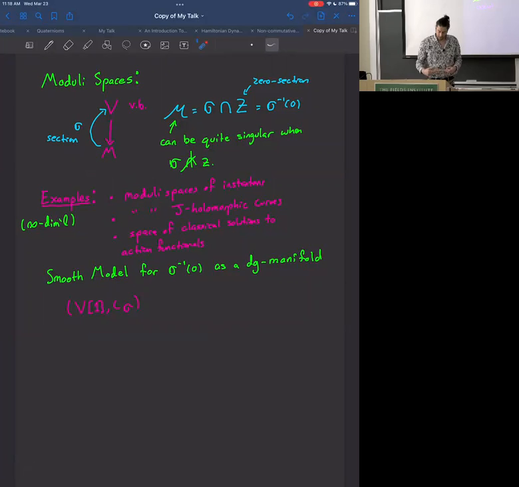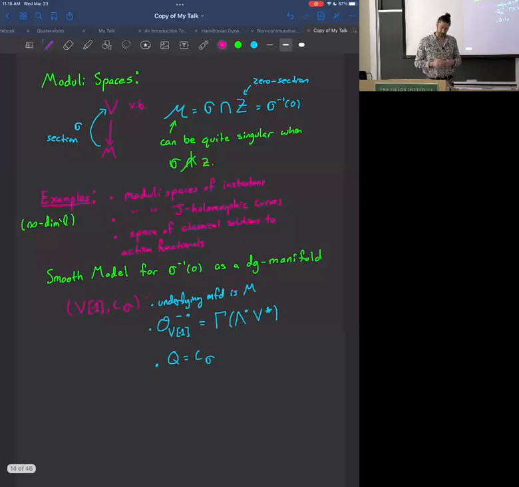Okay. Oh, and forgive me, this was supposed to be a -1, which I think I fixed on all the other slides. So you just take the vector bundle, you shift the parity, and then you use insertion of the section as an operator. So the sheaf of functions on this, well, first of all, it's a graded manifold. It has underlying manifold, the original manifold.